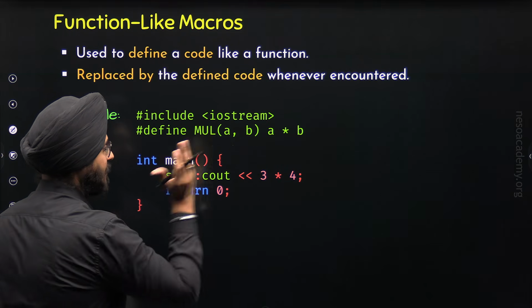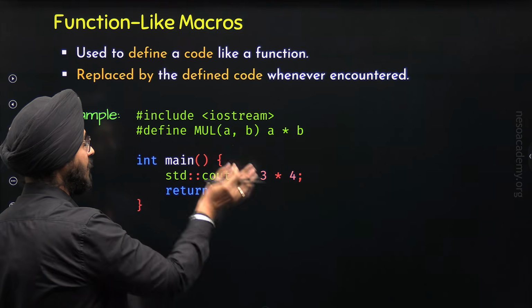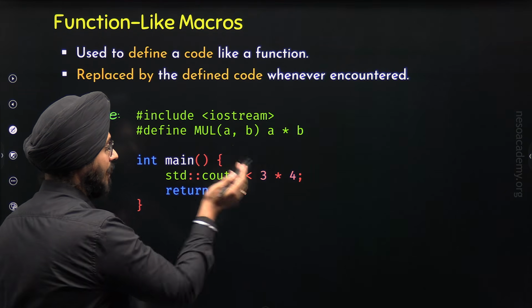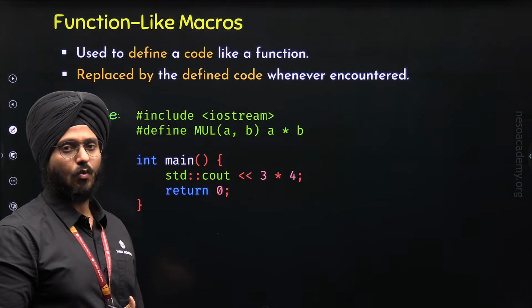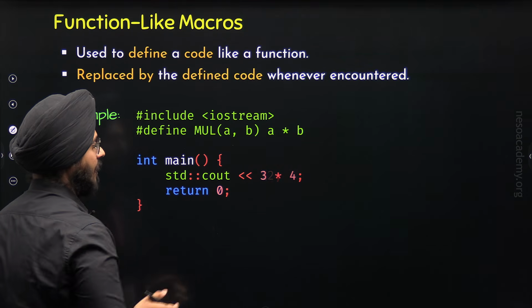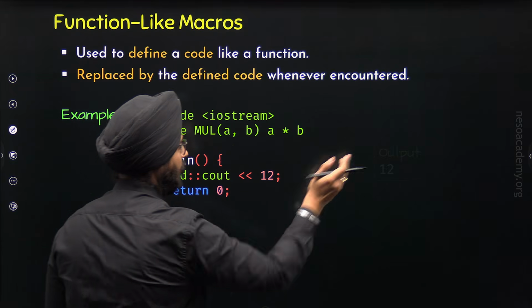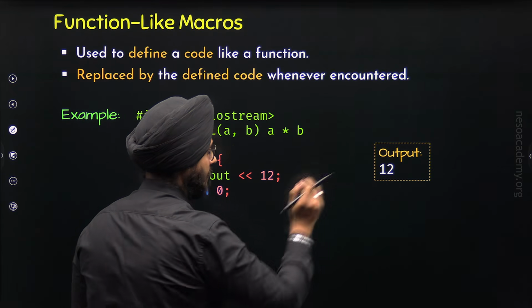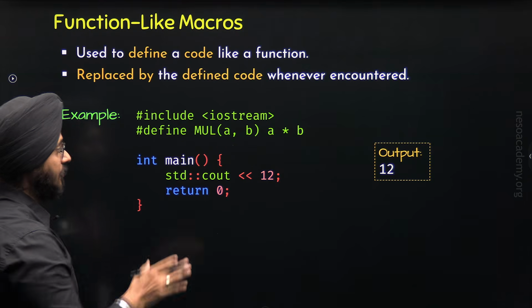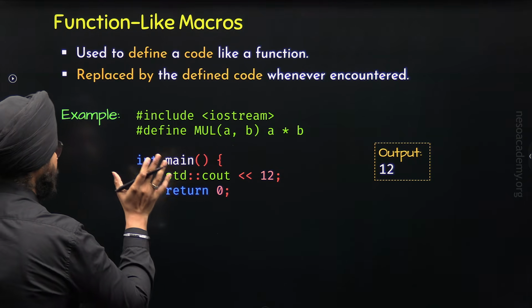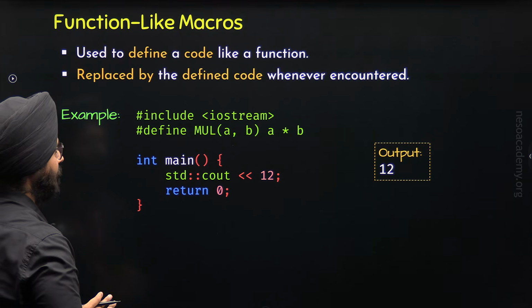The compiler will see this expression. It has nothing to do with the macro, but it will see the final expression, which is 3 times 4. Now this will be evaluated and we will get 12 as the result. With the help of cout, we will get 12 as the result on the screen. So with this, I hope it is clear how to define a function-like macro in a C++ program.